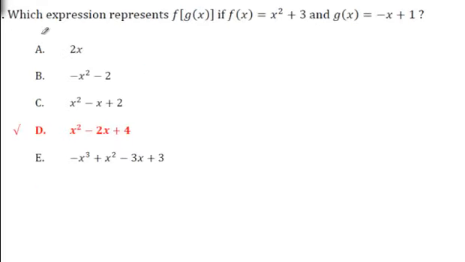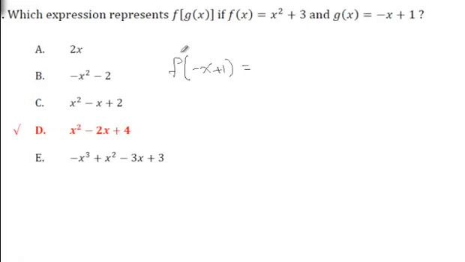Which expression represents f of g of x if f of x is equal to x squared plus 3 and g of x is equal to minus x plus 1? Now, they said f of g. They didn't say f of g of 2 or f of g of minus 1. They didn't mention it. This is just f of g. Okay? So, what is g? It's minus x plus 1.